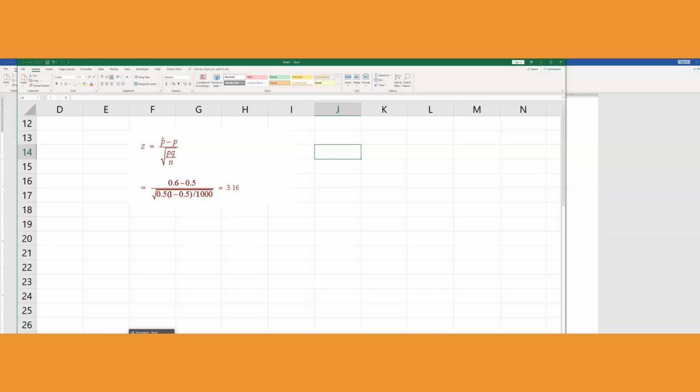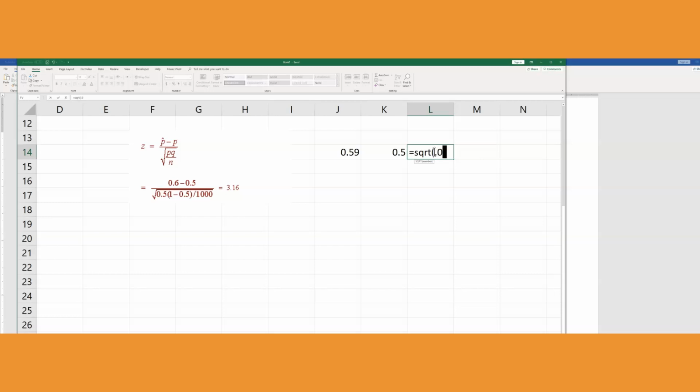P hat is going to be the 118, the observed number of tosses, divided by the total, which is n, and it's going to give me 0.59. And p, as stated in the null hypothesis, is 0.5. So also under the denominator, which is going to be the square root, as you notice, square root of what?